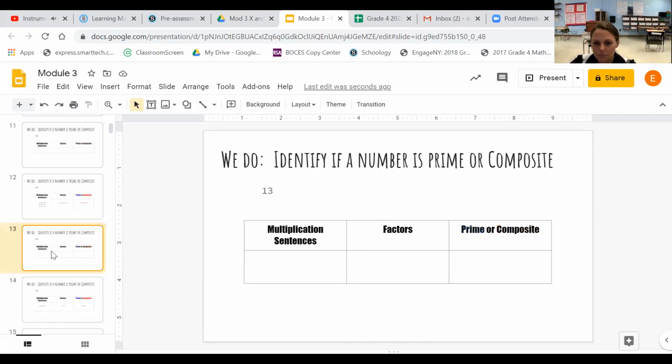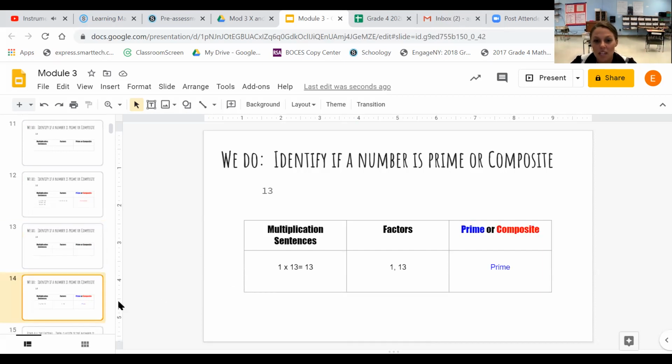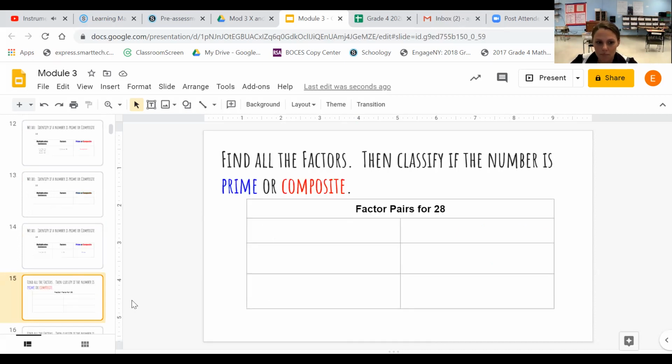Let's try another. The number is 13. I want you to go ahead, pause your video, and try to come up with factors. So you may want to skip count. Can I multiply by 2? 2, 4, 6, 8, 10, 12, 14. Ooh, no. I'll try 3. So pause your video and then check back with me. I could only come up with 2 factors, 1 and me, 1 and 13. So because there's only 2 factors, I know the answer is prime.